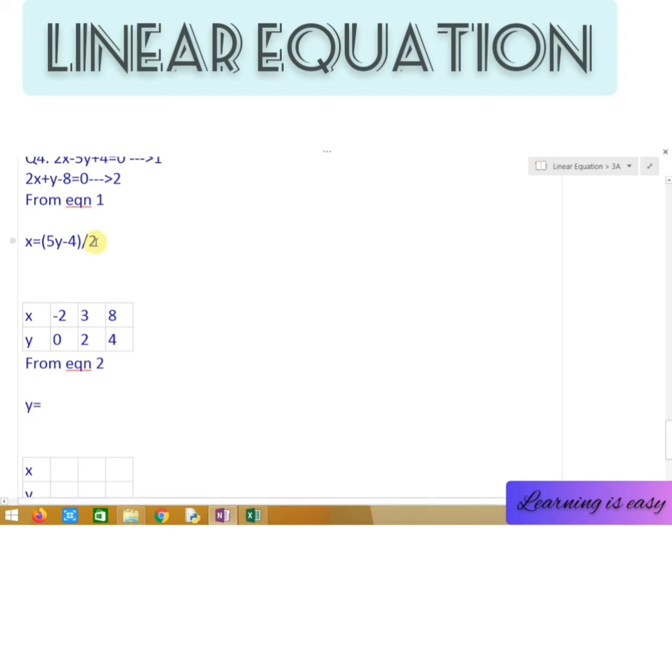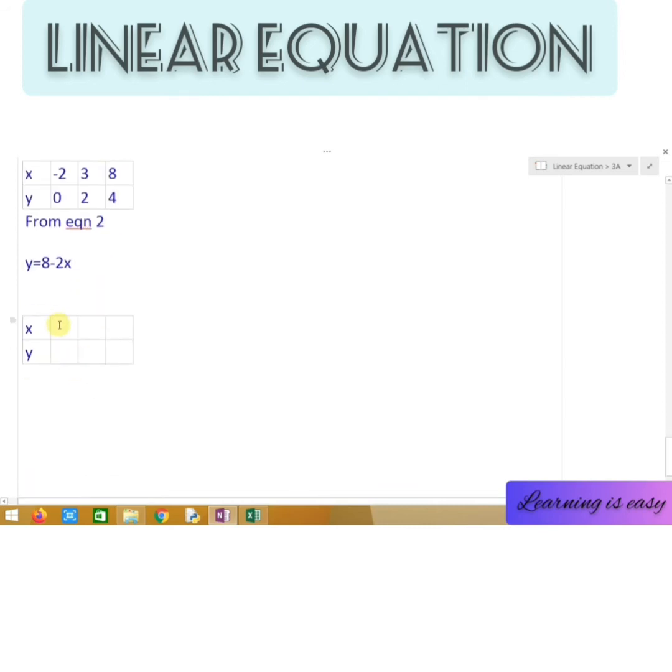here we can get the value of y. y equal to 8 minus 2x. So by substituting different values of x, we can get the values of y. It is not necessary always to get the value of x. So when x is 1, y is 6. When x is 2, y is 4. When x is 3, y is 2.